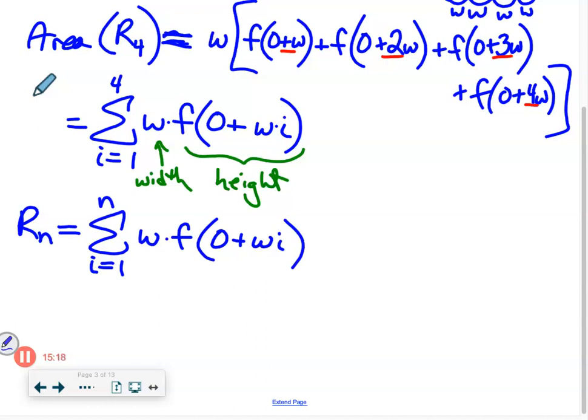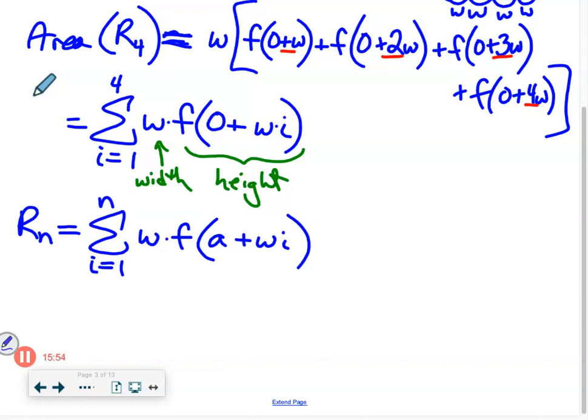To make it even more generic, what if our left endpoint wasn't 0? What if it was -3 or 22 or whatever? So instead of calling it 0, let's just call it A, because A represents the left endpoint. Would I always start at 1? Yes. Because you always start at the left endpoint and add 1 width, and then 2 widths, and then 3 widths. And you keep adding widths until you get to n.